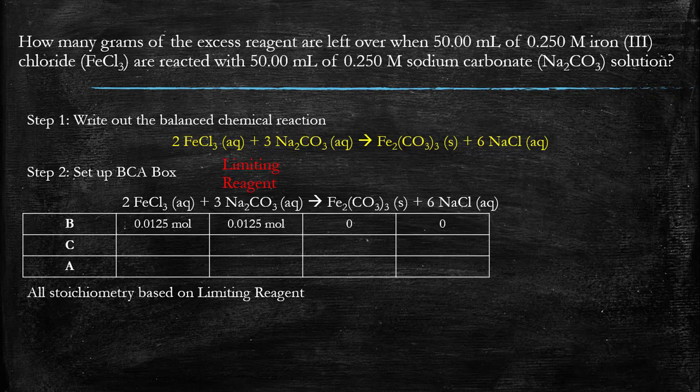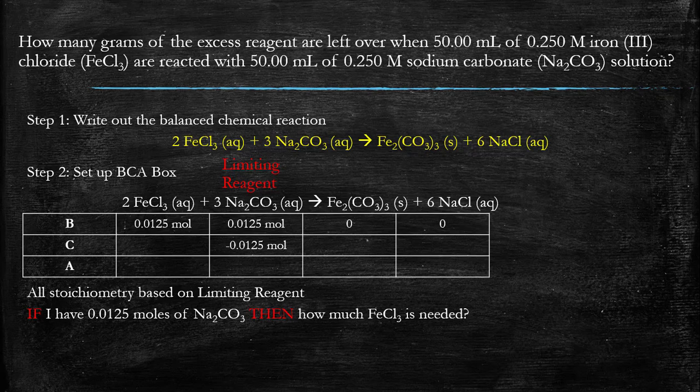The sodium carbonate is your if. So I can put in the negative 0.0125 here because I'm going to use it all up. Restate the question. If I have 0.0125 moles of sodium carbonate, then how much iron 3 chloride is needed? I set up my ratios. I solve for x. I plug that negative value in. It's negative because it's being used up.